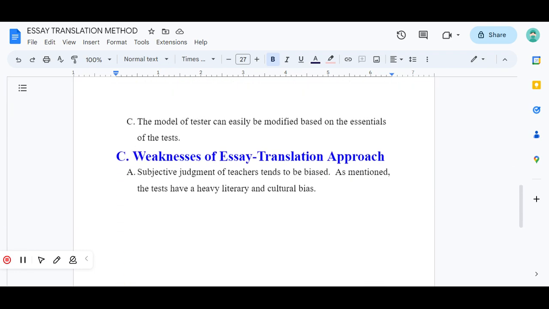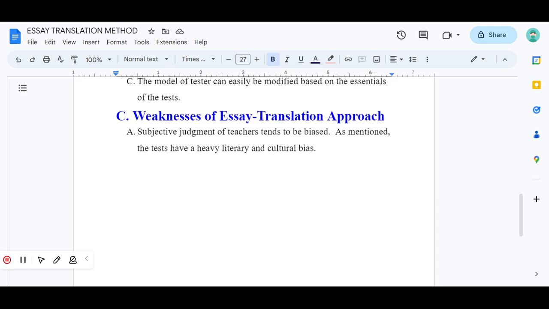Now, the weaknesses of the essay translation approach: the subjective judgment of teachers tends to be biased. As mentioned, the tests have a heavy literary and cultural bias. So this is going to be the only weakness of the essay translation approach.